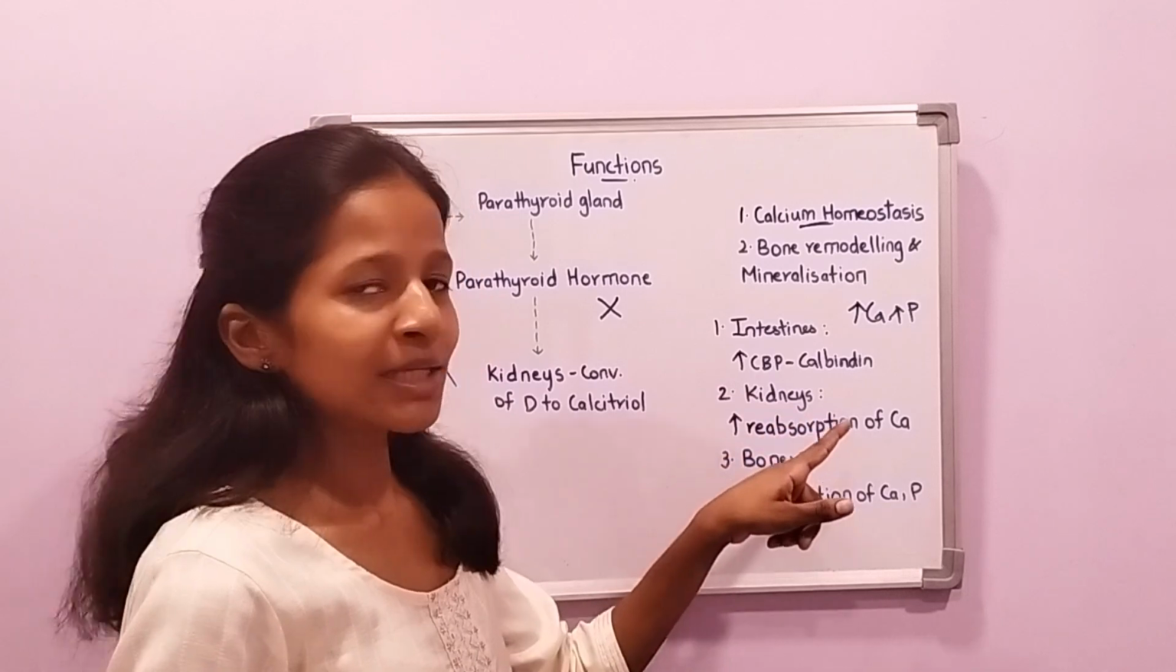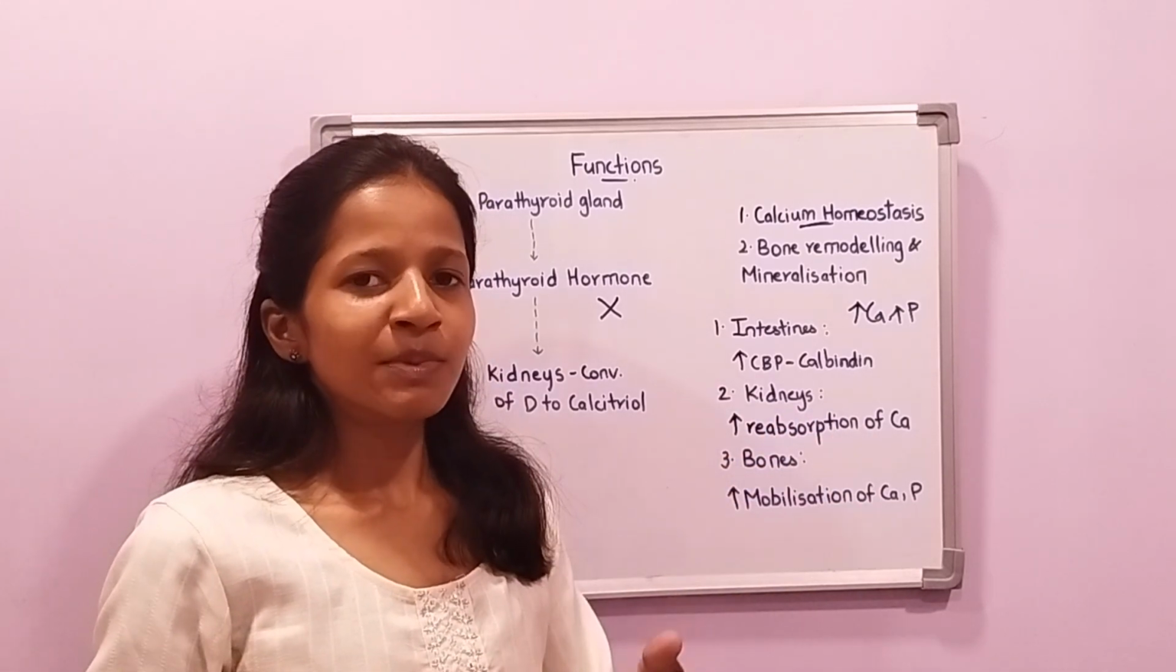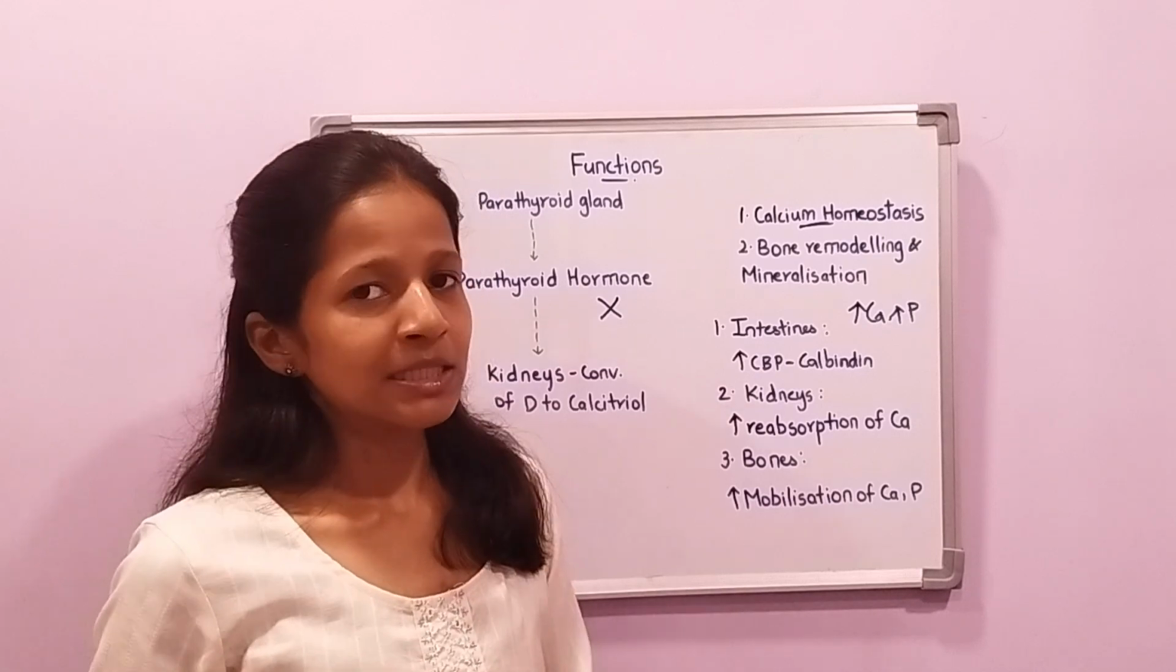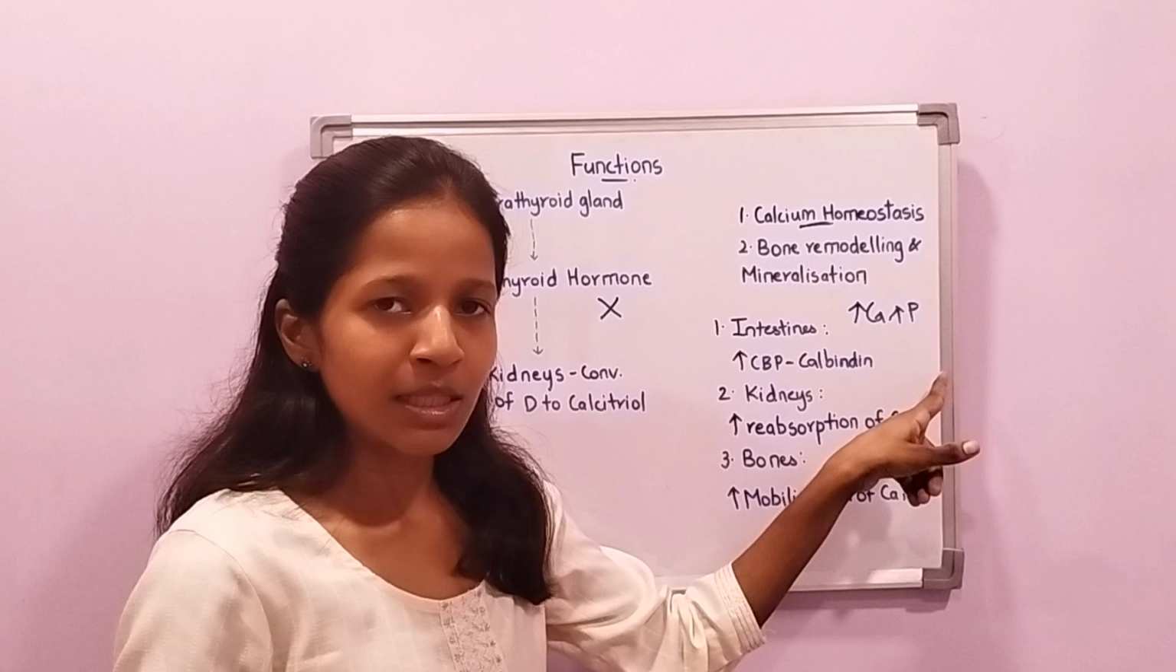Second, PTH and calcitriol act on the kidneys and increase the reabsorption of calcium, thus preventing excessive calcium from being excreted out in the body. So that is another way of increasing calcium and phosphorus in the blood.